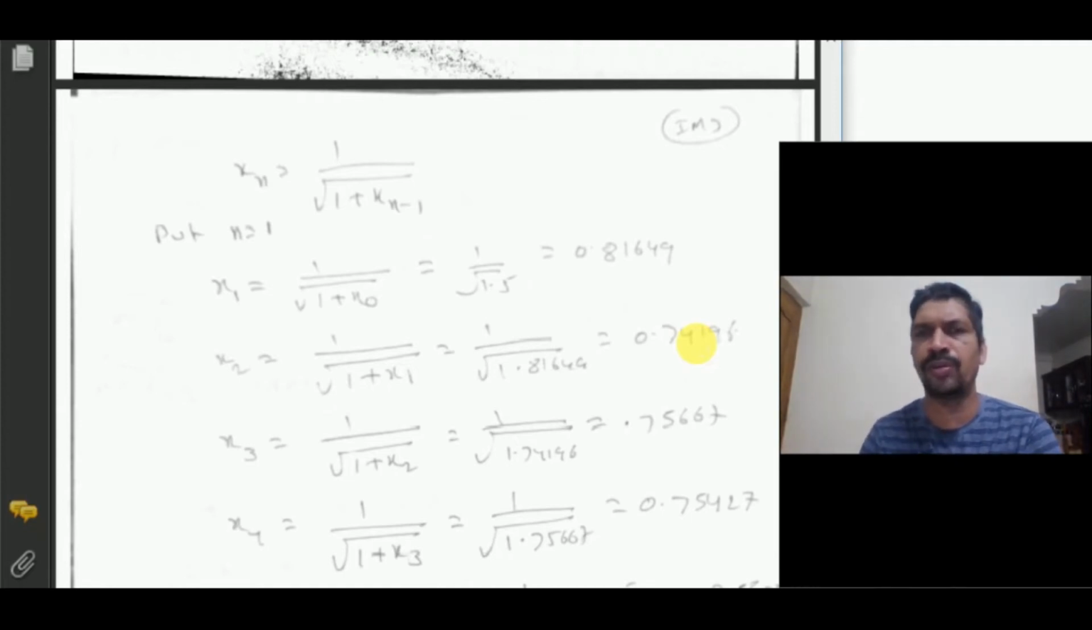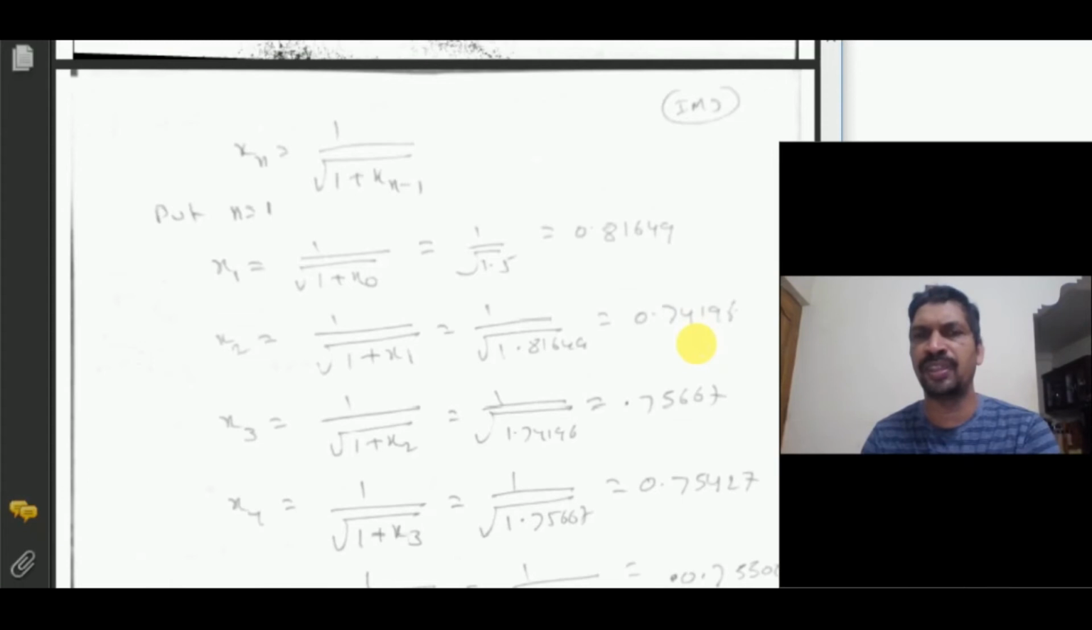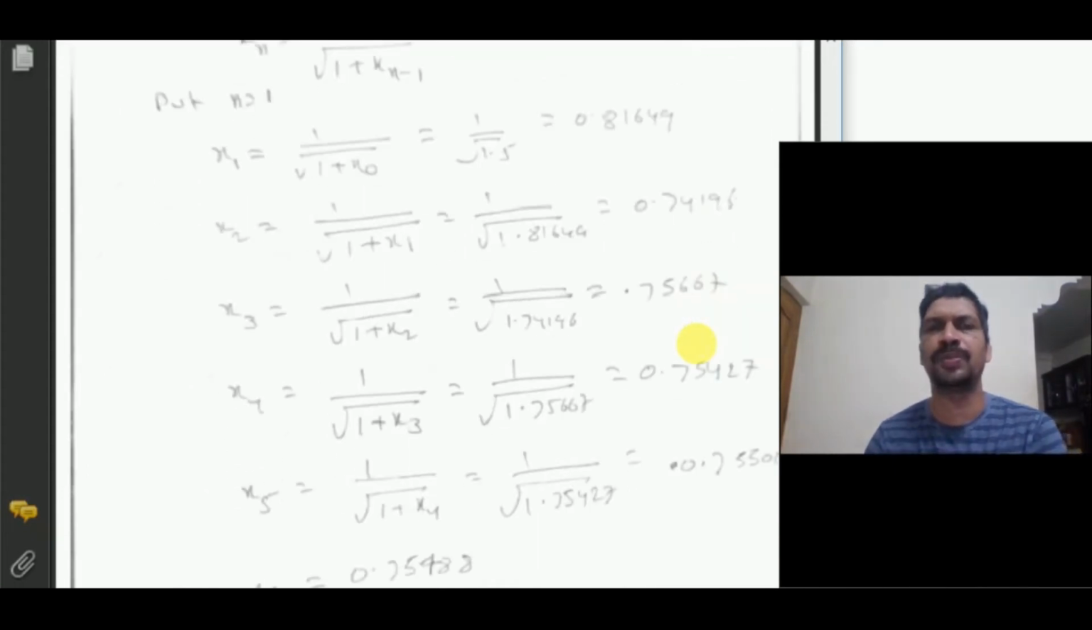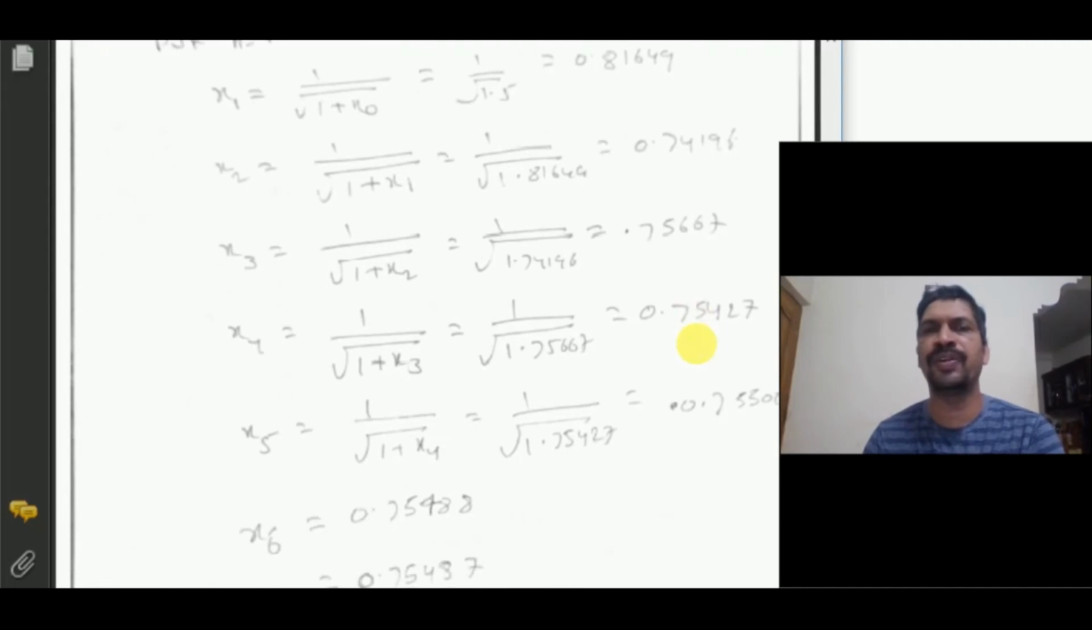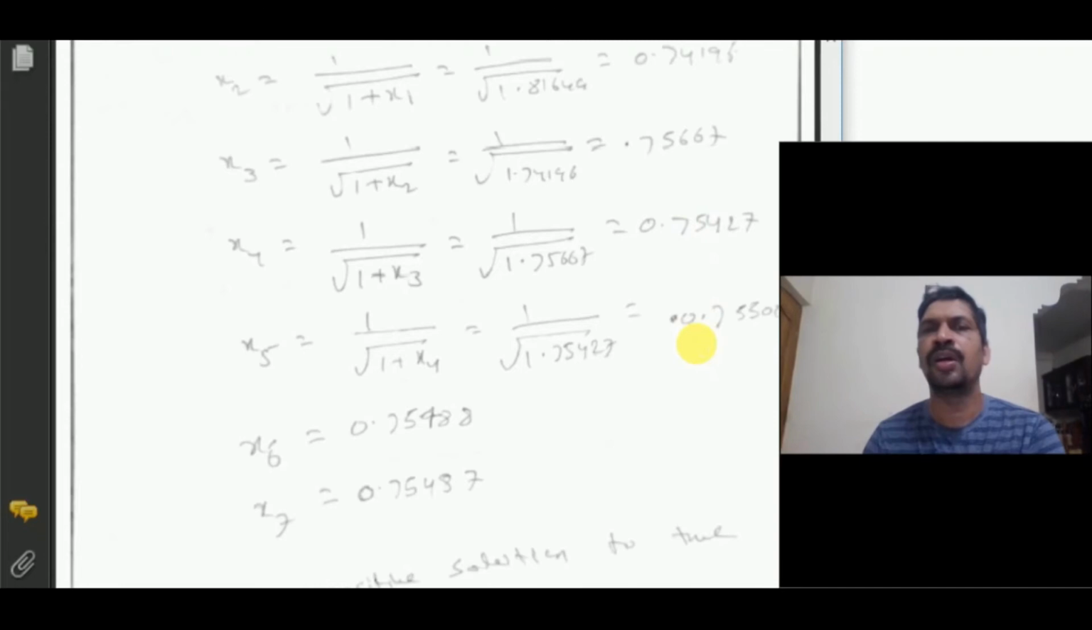X2 equals 1 by root of 1 plus x1, simplifying the expression. X3 equals 1 by root of 1 plus x2, simplifying this expression. X4 equals 1 by root of 1 plus x3, I am simplifying this one. X5 equals 1 by root of 1 plus x4, I am simplifying this one. Up to 4 digits, this value is equal to 0.7548.